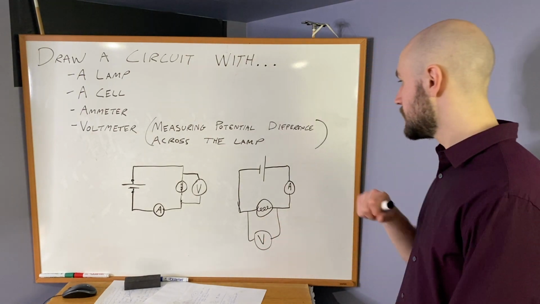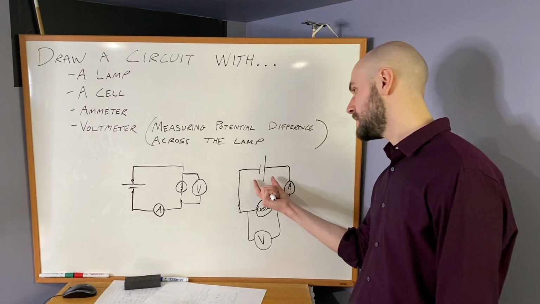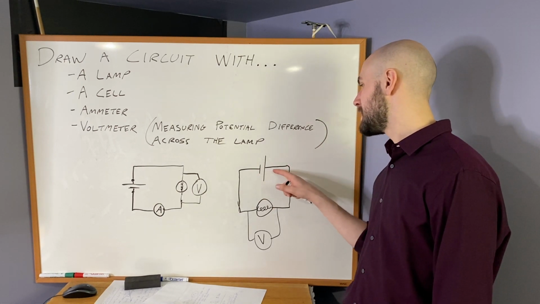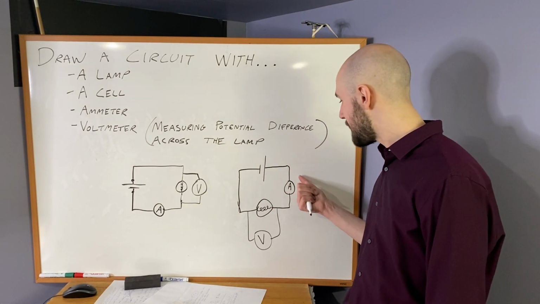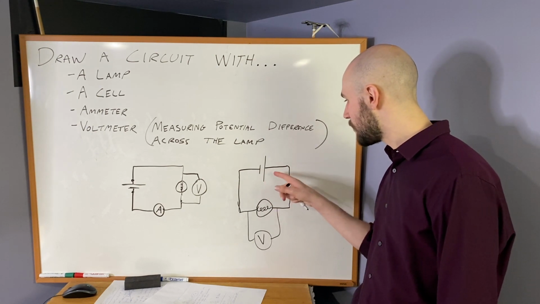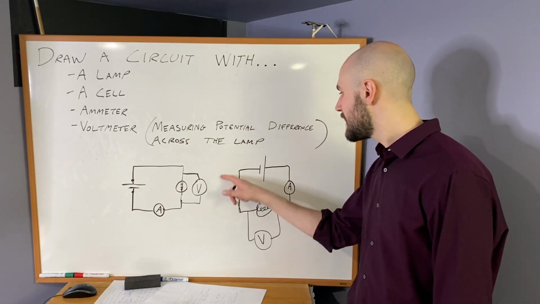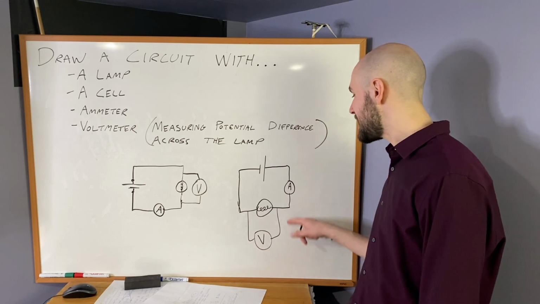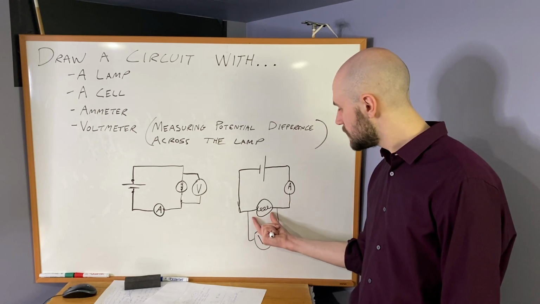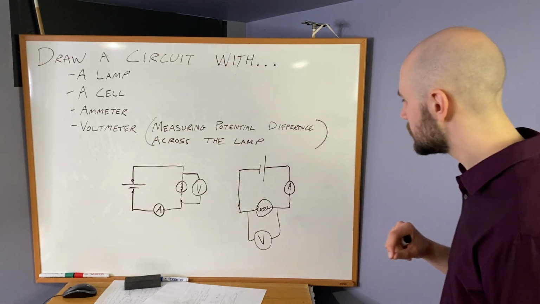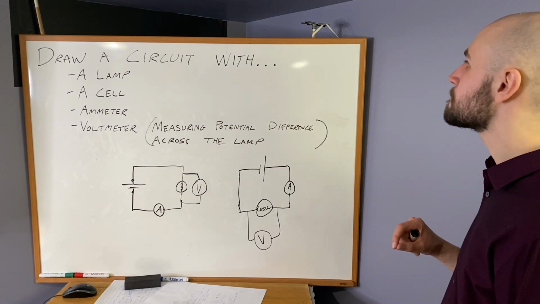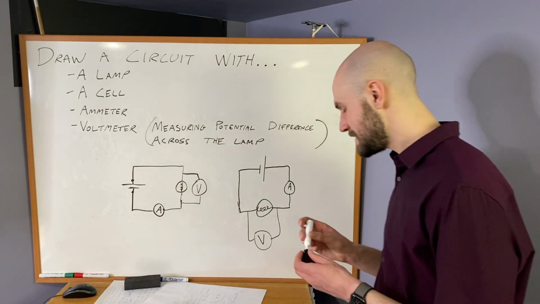So what I would always say is start with the cell or the battery. Make sure you follow all the rules for our components. Ammeters need to be hooked up in series. We've got to run from one component to another. And voltmeters need to be hooked up in parallel across the component of interest. All right, and that's it.